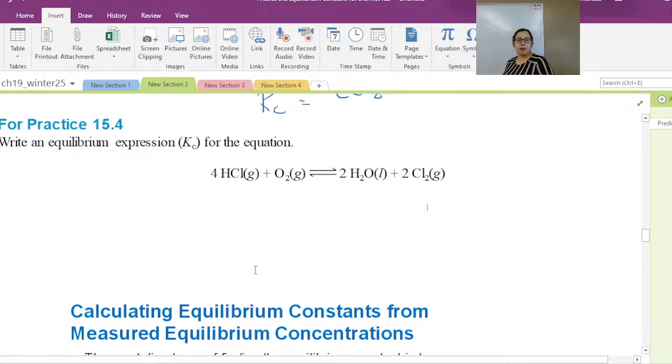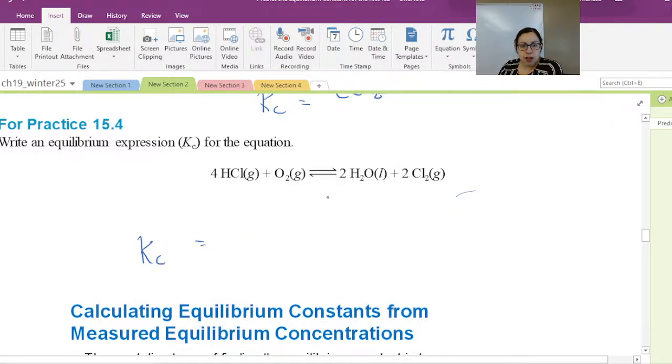So what do we get for our Kc expression? Just write it in terms of the variables here. Okay, I see it in the chat.